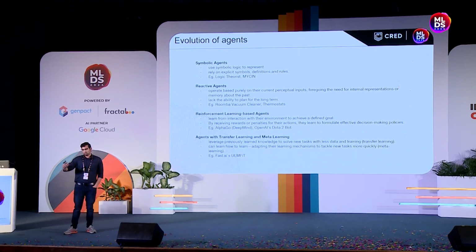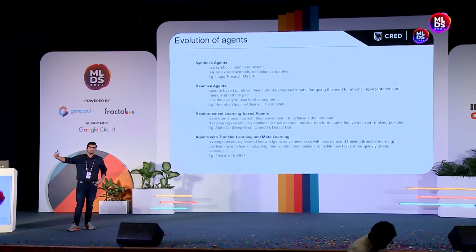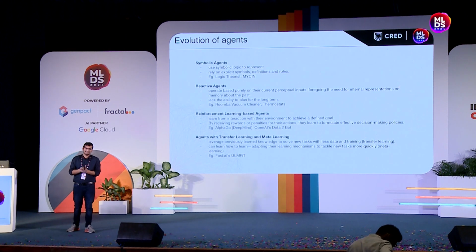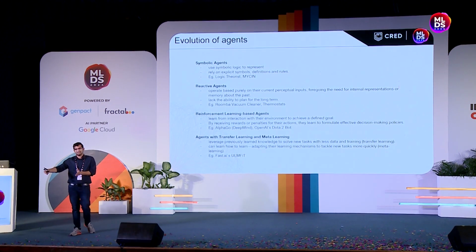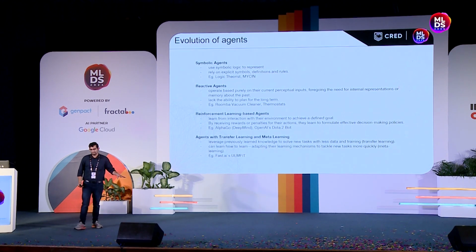And then we moved on to reactive agents, which do not care about long-term planning. All they care about is the current situation. They take that into account and try to adjust accordingly to whatever they want to do. Think of it like your thermostat or your Roomba vacuum cleaner. Where am I right now? This is the next step. I just want to focus on this. I have no idea about the next steps.